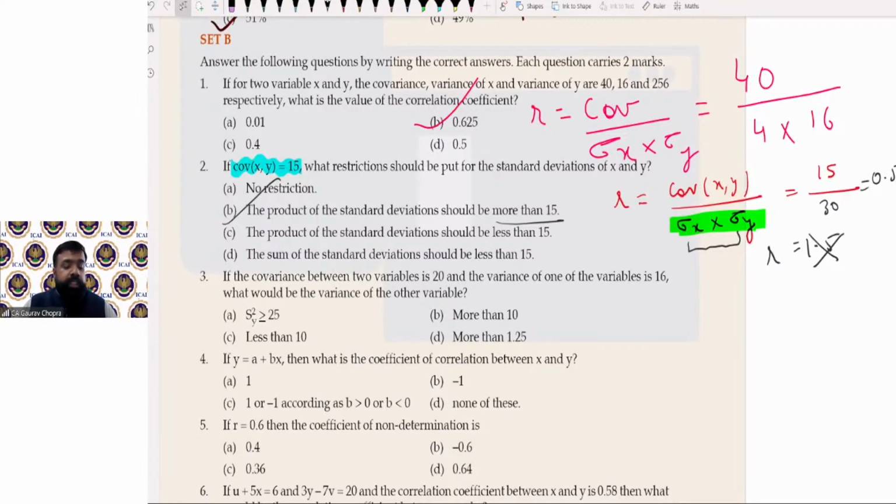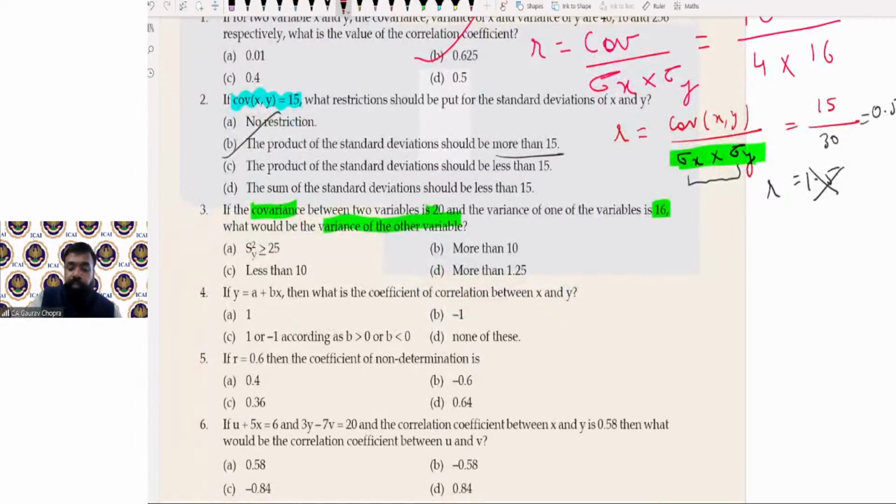Now the third one is a very similar question. If the covariance between two variables is 20, so this time covariance is given. Variance of one of the variables is 16. That is the variance. What should be the variance of the other variable? We have to calculate the variance of the other variable. So r is equal to 20 upon sigma x, which is 4, multiplied by sigma y. Sigma y we don't know. What should be the value of sigma y?